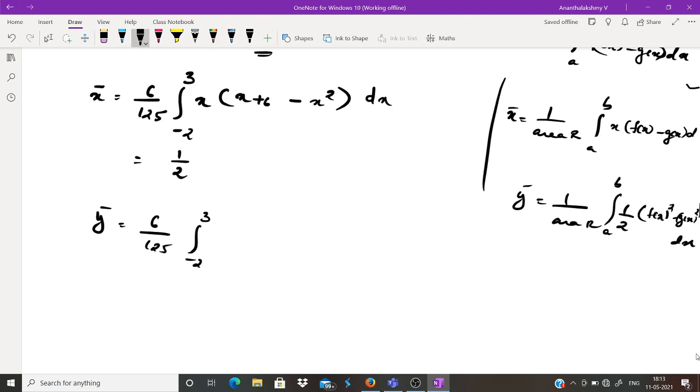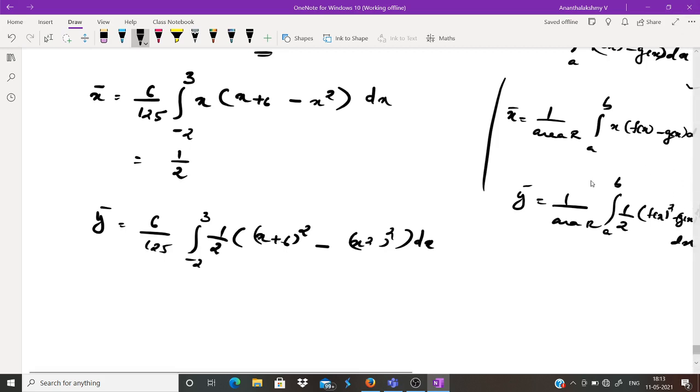So here it becomes half times f of x square, but here f of x is x plus 6, so it is x plus 6 the whole square minus g of x square. g of x is x square, so this is x square the whole square dx. You have to note that it is not just f of x minus g of x the whole square, it is f of x square minus g of x square. I have to clarify that.